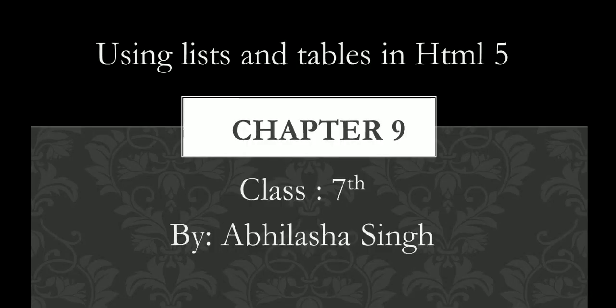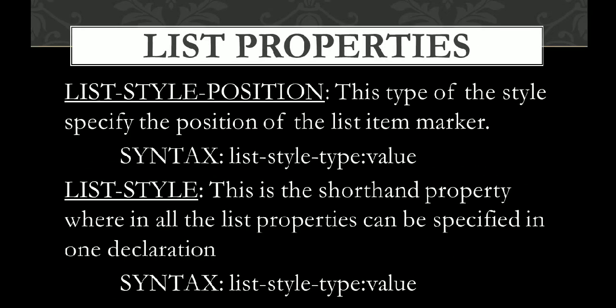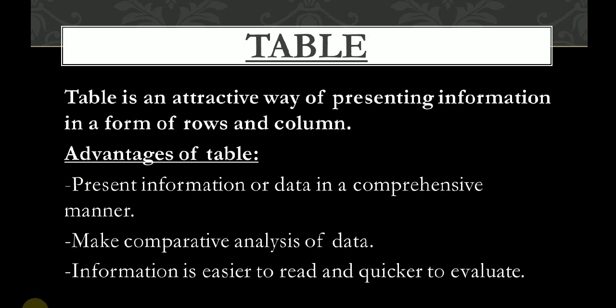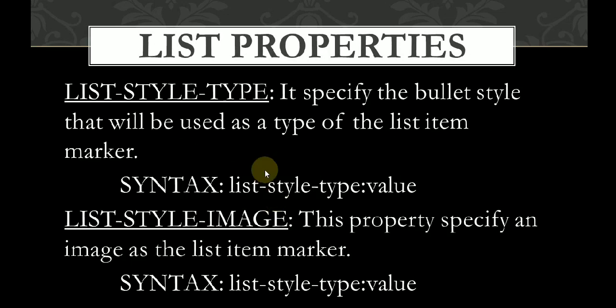Now we are continuing with the next topic, that is the attributes or list property. There are many lists in HTML. Let's start with the first one, that is list style type. List style type specifies the bullet style that will be used for the list item marker. If you want to specify it, you write it like this, then a colon, then you put the value here. If you want to specify the type, you can write 1, A, B, C. It depends on how you want to show it.